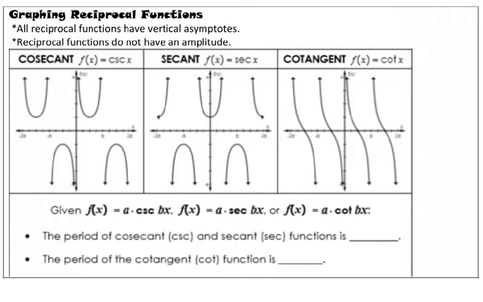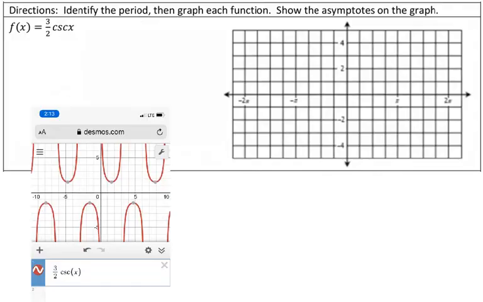When I use A, I'm talking about the number in front of the word cosecant, secant, or cotangent. When I use the letter B, I'm talking about the number in front of x. These have their own formulas. The period of cosecant and secant is 2 pi divided by the absolute value of B, just like cosine and sine. And the period for cotangent is pi divided by the absolute value of B, just like for tangent. So they go hand in hand.